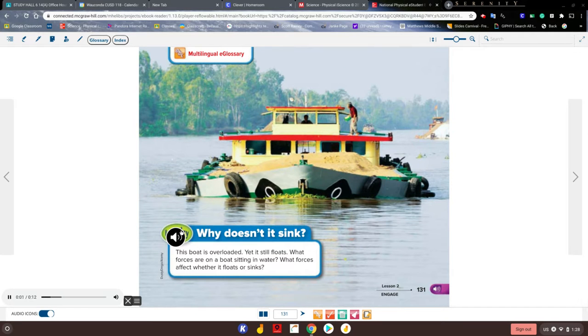Inquiry. Why doesn't it sink? This boat is overloaded, yet it still floats. What forces are on a boat sitting in water? What forces affect whether it floats or sinks?